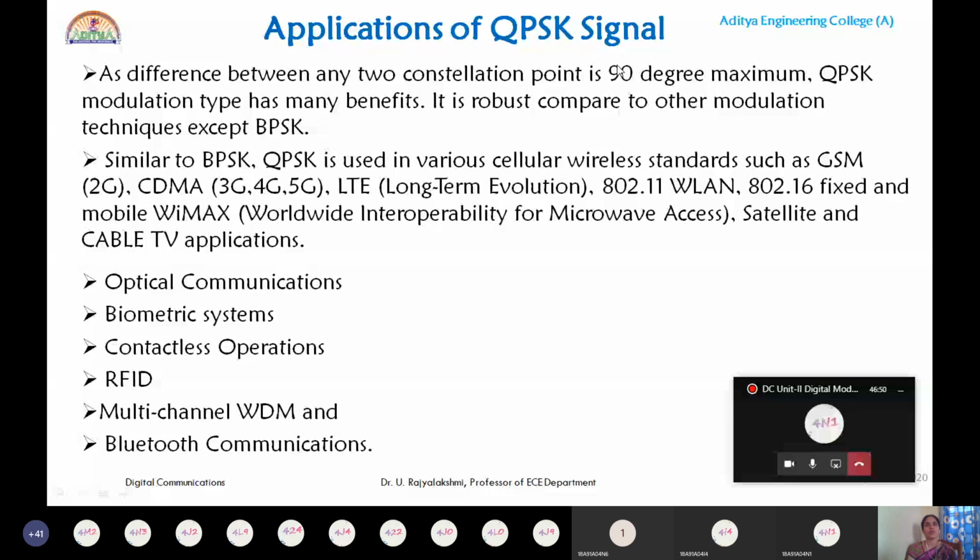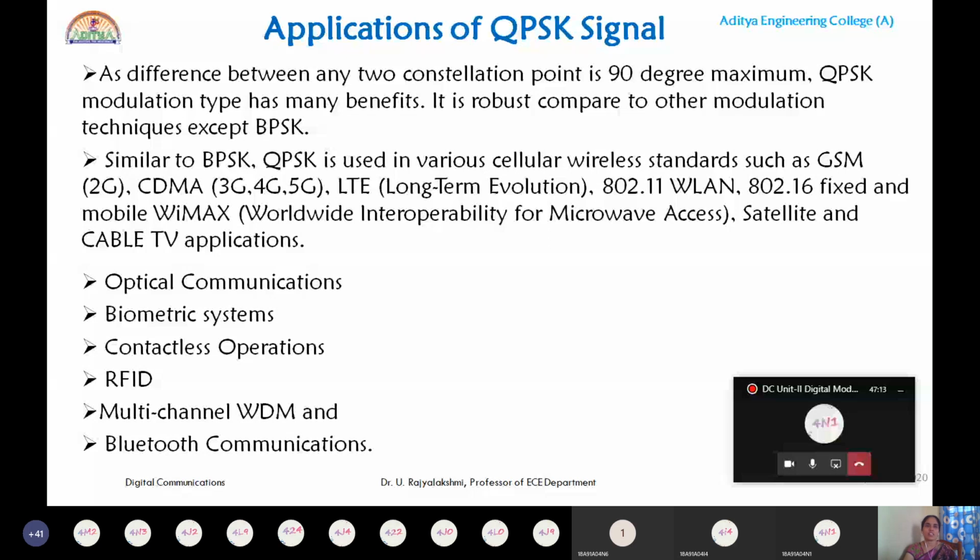Because of this pi by 2 phase difference between any two successive symbols, this type of modulation will have many benefits. It will be flexible to adapt to any kind of application. That is the advantage of QPSK.